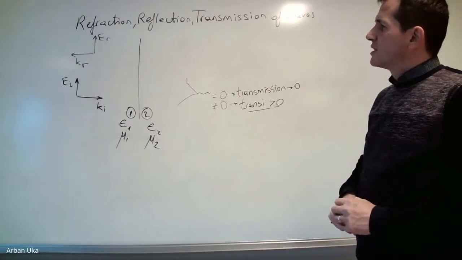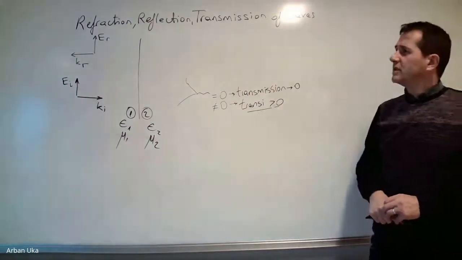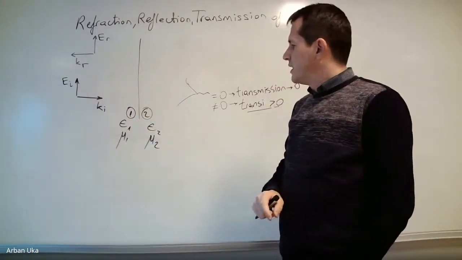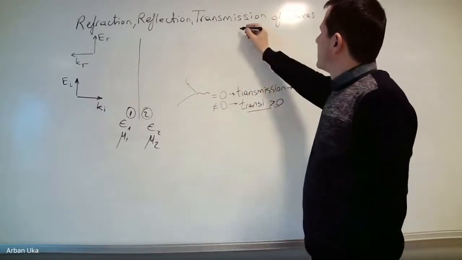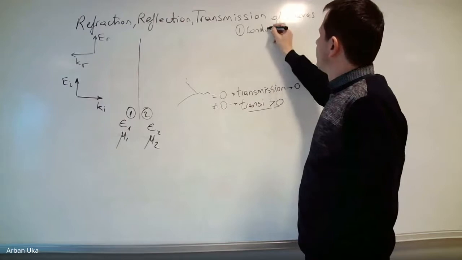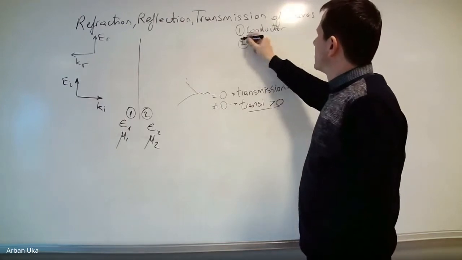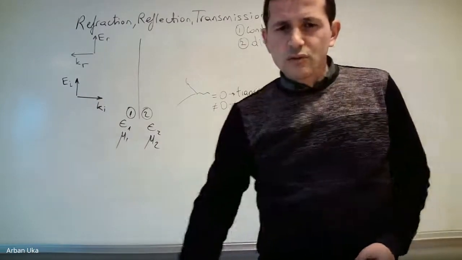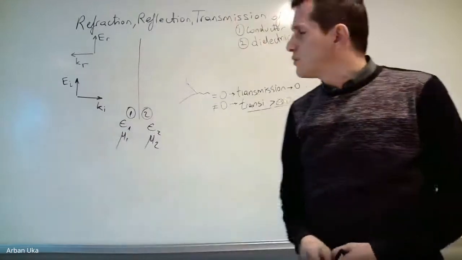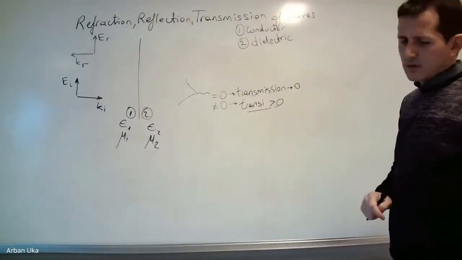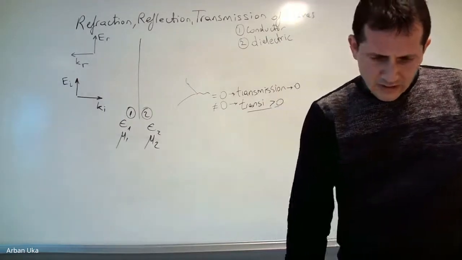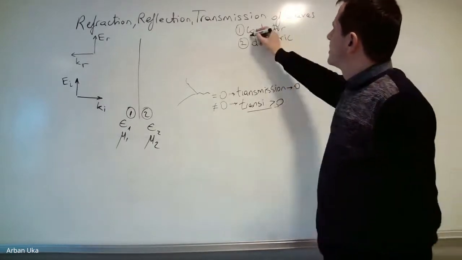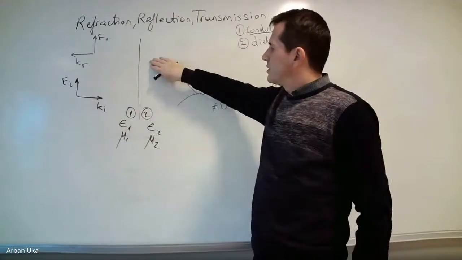The first important variable here is the relative properties of these two media. The most extreme case would be the following. First, we could have a conductor, and second, we can have a dielectric. Depending on these different properties of the materials, we might get different reflection and transmission. First, let's consider the case when we have a very good conductor on the right side.